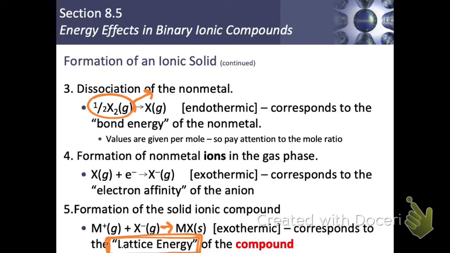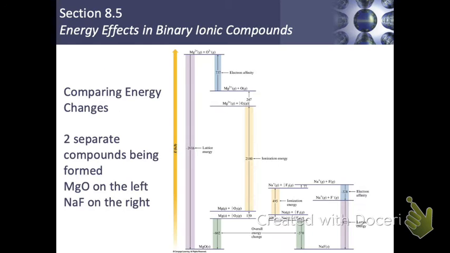Go ahead, Kristen. Here is the Born-Haber cycle and how it works in 2 different compounds. On the left, MgO is being formed, with its overall energies. And NaF is on the right. I want you to think about why these energy levels are so different if we're forming binary ionic compounds. What would make the formation of these 2 compounds so different?